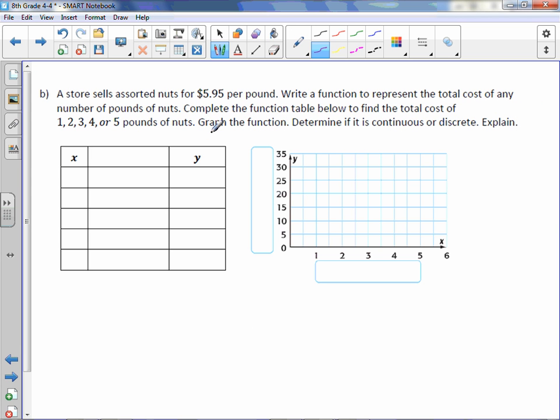Letter B. A store sells assorted nuts for $5.95 per pound. Write a function to represent the total cost of any number of pounds of nuts. Complete the function table below to find the total cost of 1, 2, 3, 4, or 5 pounds of nuts. Graph the function, determine if it's continuous or discrete, and explain. Again, a lot of information happening here. So let's write our function. Nuts are $5.95 per pound, which means y equals 5.95 times x.